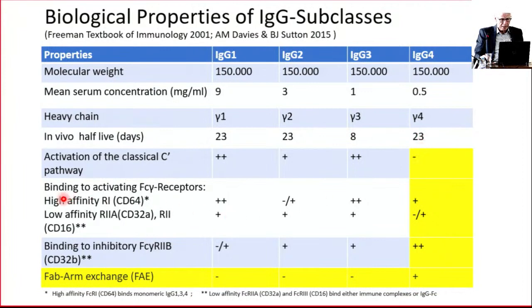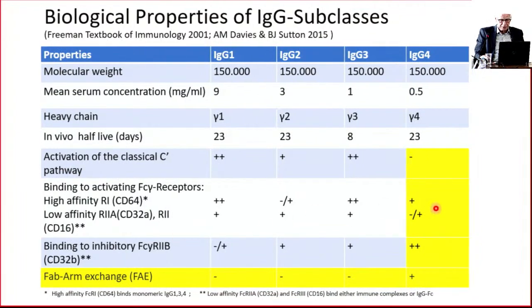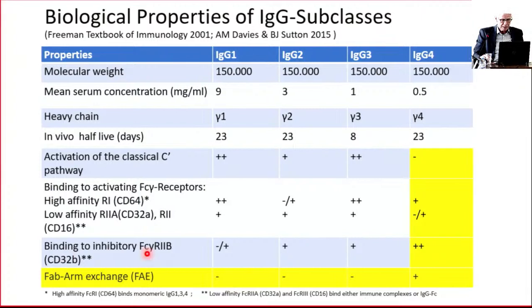And now come the functional aspects. The classical complement activation through the Fc portion of immunoglobulin G is not actually functioning as IgG4. It does not activate complement. It does bind to a certain extent to the high affinity Fc receptors on macrophages and dendritic cells, but not as well as IgG1 or IgG3. And it does bind preferentially to an Fc receptor which is called Fc gamma receptor 2b or CD32b.